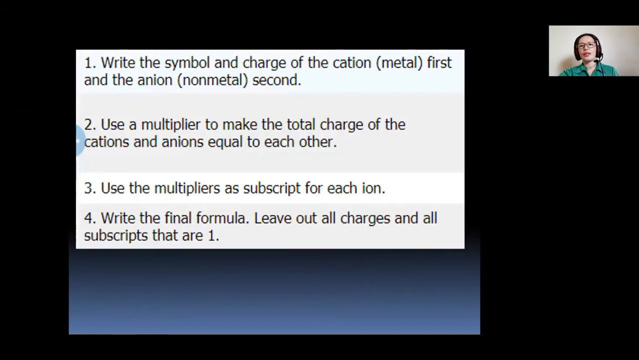Now for ionic compounds where the oxidation state is not equal to 0, you may apply the following steps. First, you have to think of a multiplier to make the total charge of the cation and anion equal to each other. And then use that multiplier as a subscript. And then write the formula. Take note, if the subscript is 1, do not include that in the formula.